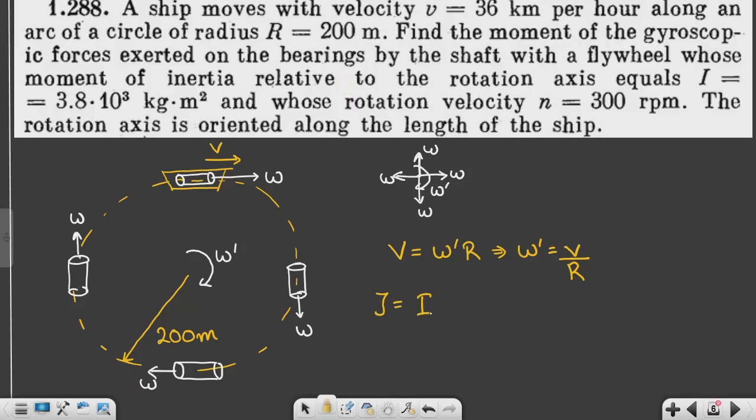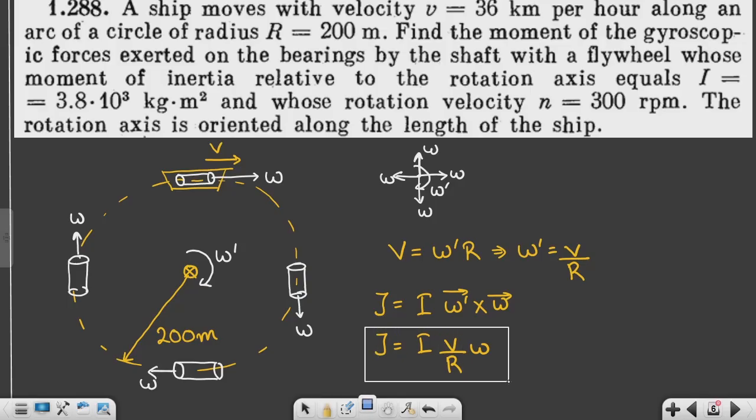Torque is equal to I omega dash cross omega. What is the angle between omega and omega dash? Omega is a vector that is going away from you. The angle between omega dash and omega is always 90. So torque is nothing but the moment of inertia of the ship into omega dash, which is v by r, into omega. So as soon as you plug in the values, you get your answer.